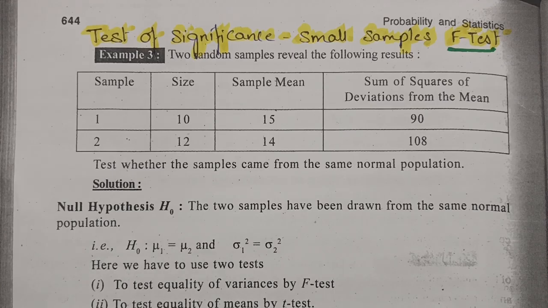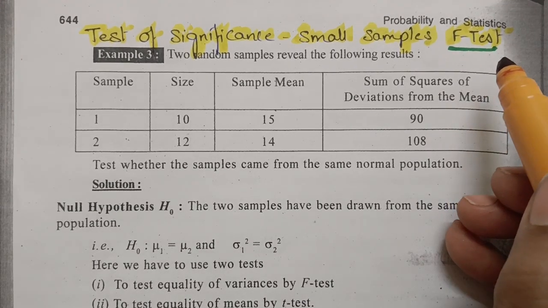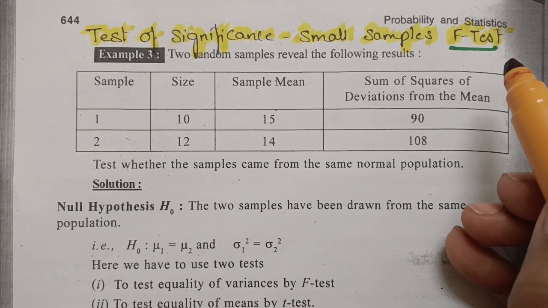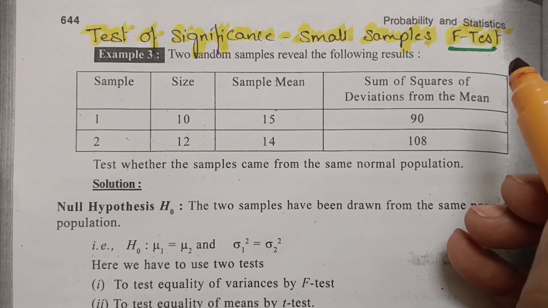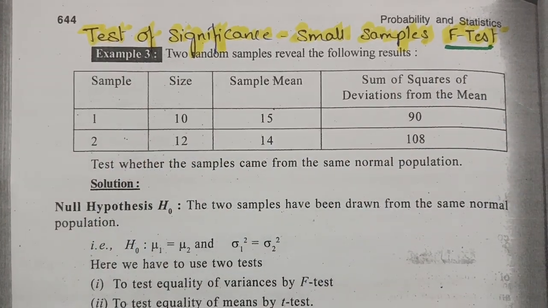And now let's get started with today's topic: test of significance for small samples. When the sample size is very small, less than 30, we choose the student t-test or F-test. In this video, I am going to choose the F-test. I have already given you the solutions for example 1 and example 2, and here are the solutions for examples 3, 4, 5 and 6.